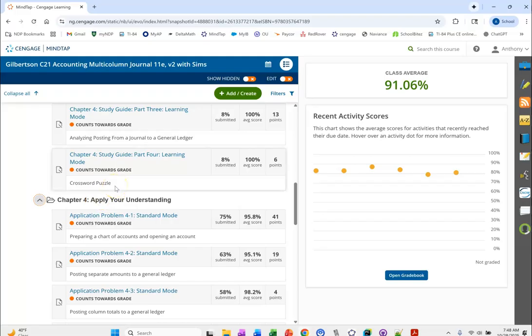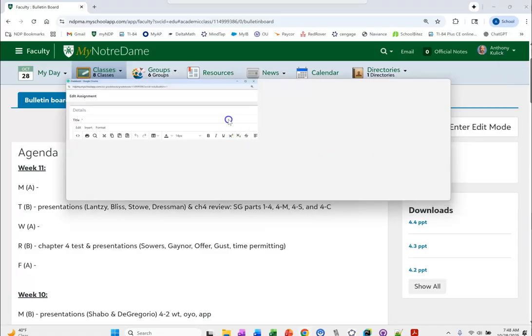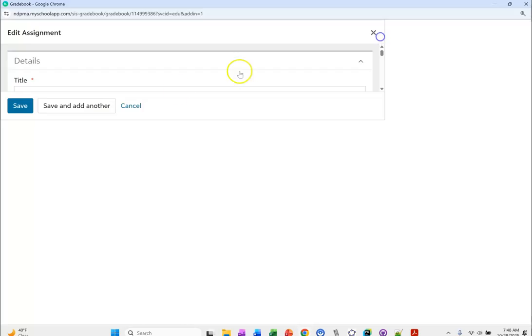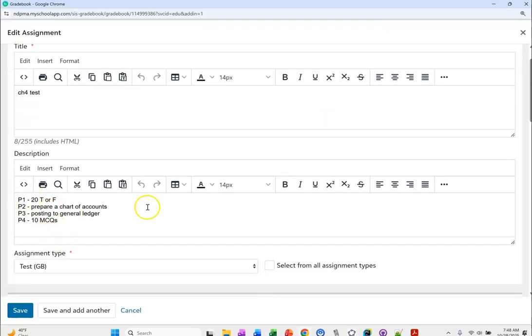The test format for the test. Part 1 is 20 true and false questions. And part 2 is, what do we call it, where you're preparing a chart of accounts. So I put this as the assignment details for the test, so if you wanted to go back and look for that.